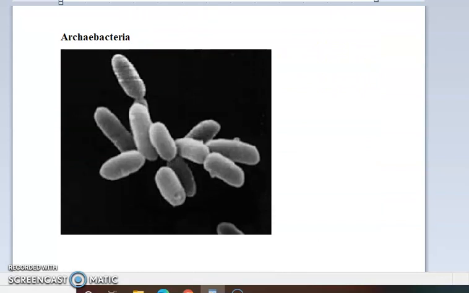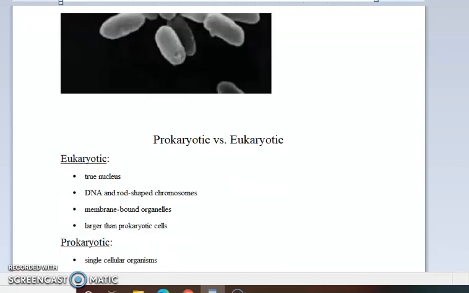And the last one here is Archaebacteria. Archae, again, meaning archaeological or old bacteria. So this is an example of an old bacteria here, again, single cellular.